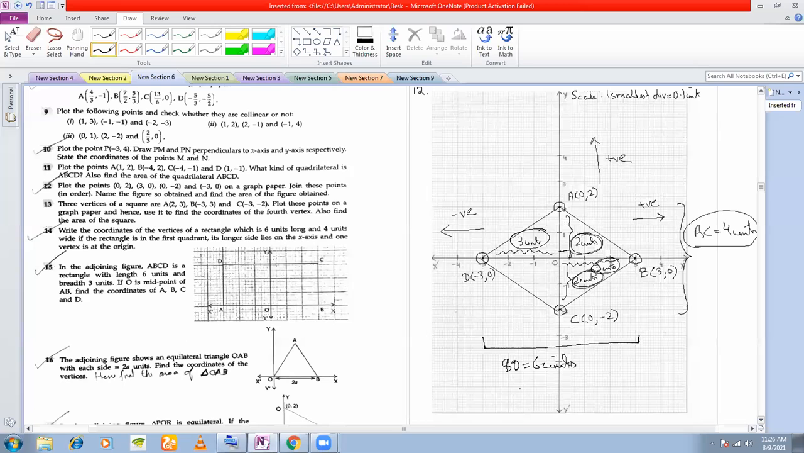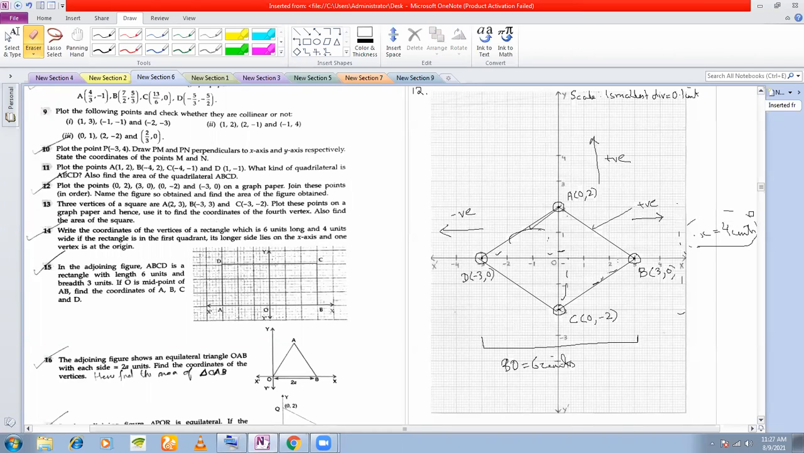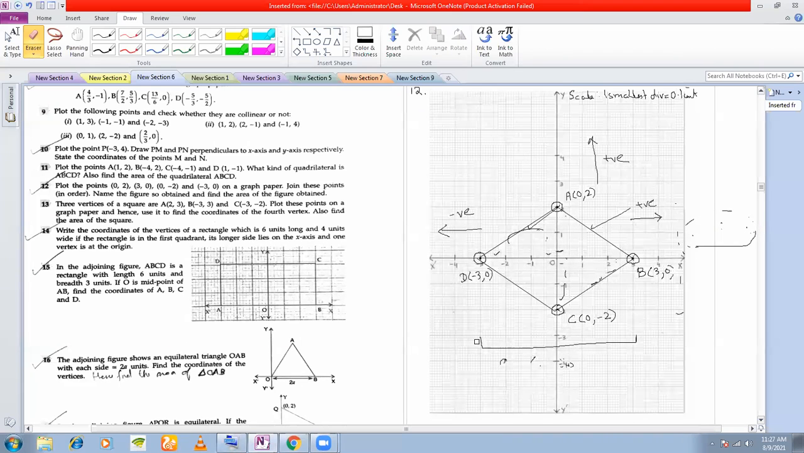I'm not asking you to write all this in the graph. You will only draw the figure. I'm only writing all this to make you understand. You will not be writing all this. Or even if you write, erase them later. You just need to draw the figure and write down the coordinates. All these directions also you don't need to write.